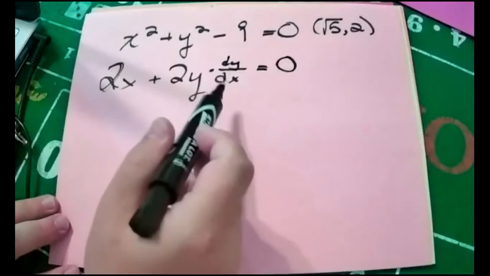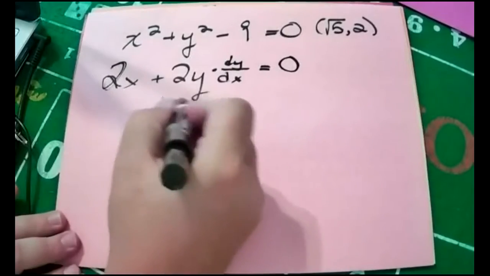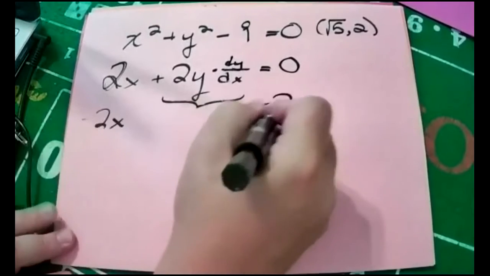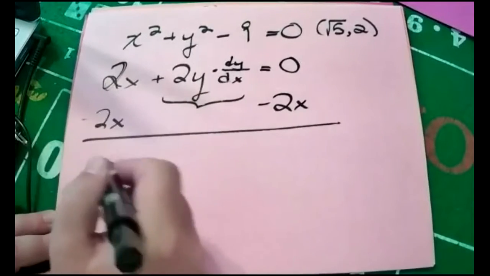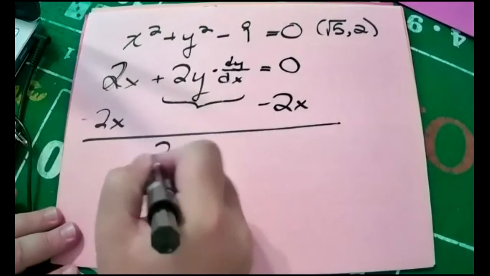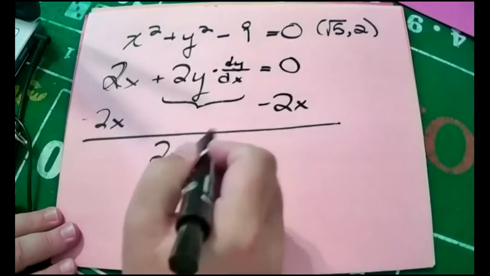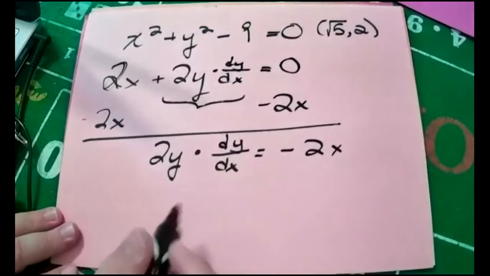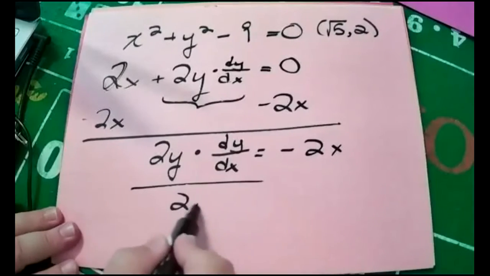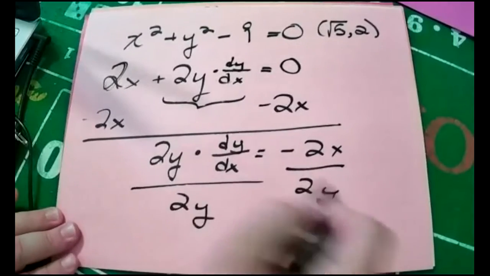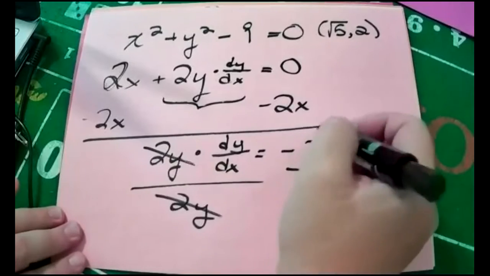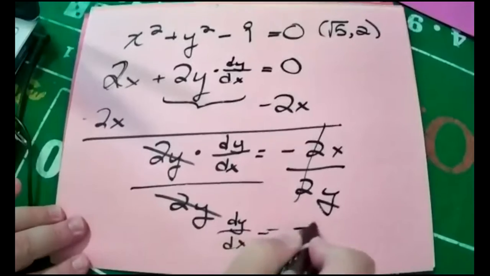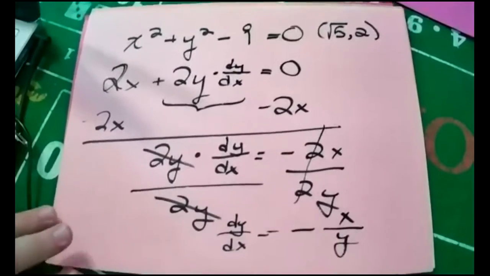Next, I'm trying to solve for dy/dx. So let's keep this term right here. This is one big long term. Let's keep that term there, and let's subtract 2x out. And now I have on the left, 2y dy/dx equals negative 2x. Now I'll divide both sides by 2y. And these 2's knock out, right? And now I have dy/dx equals negative x over y.